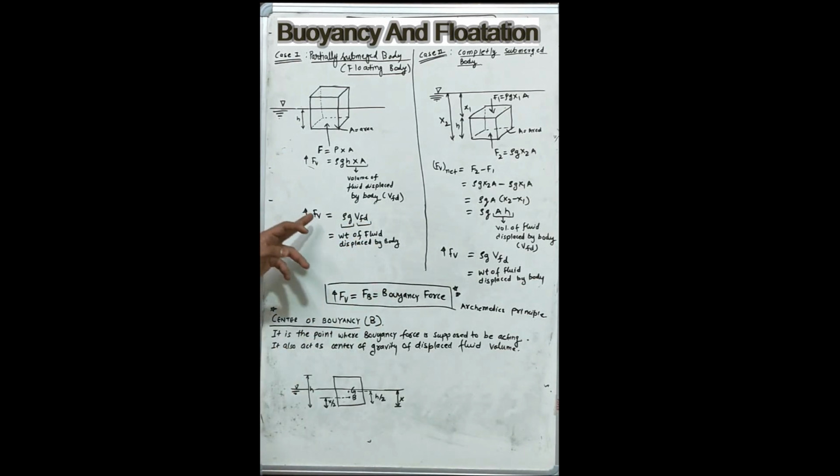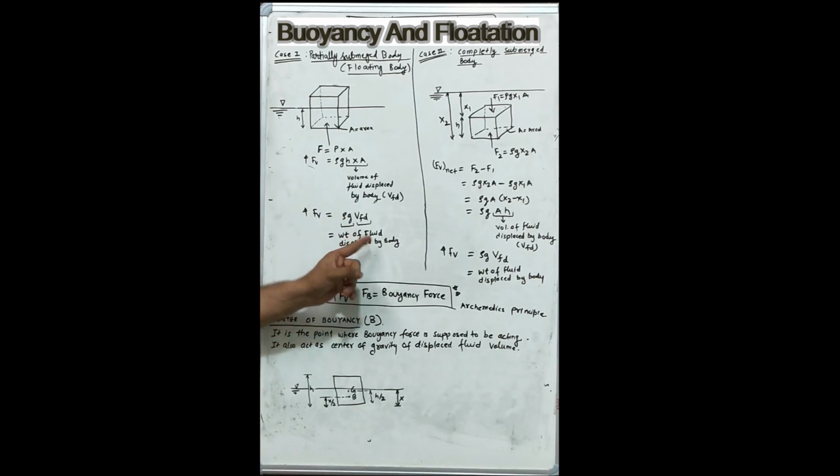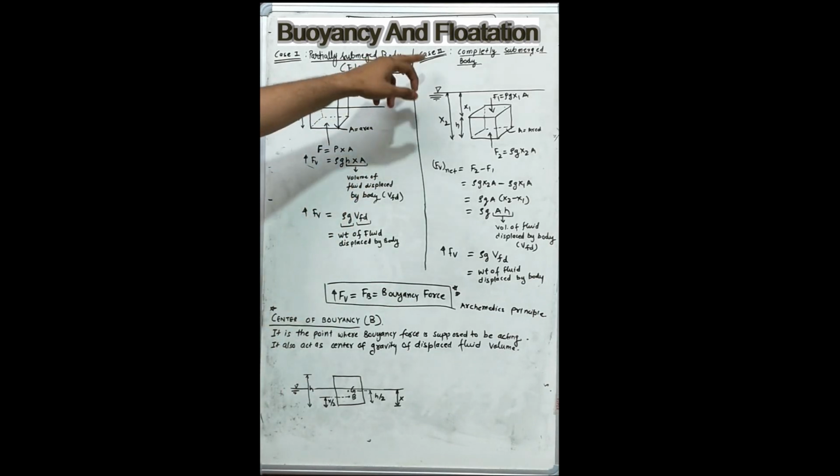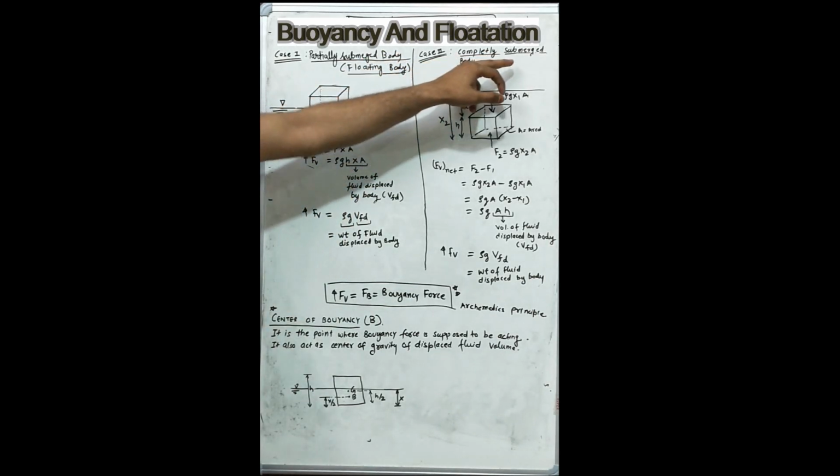So what is the conclusion here? Whenever the body is partially submerged or a floating body, the net vertical force acting on the body is the weight of fluid displaced by the body. Alright, so moving on to the next case, which is a completely submerged body.